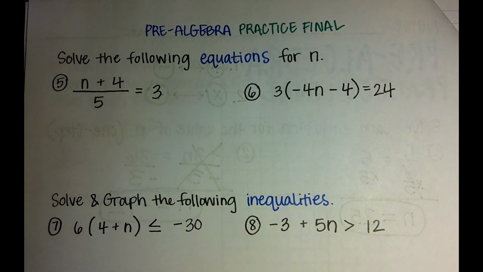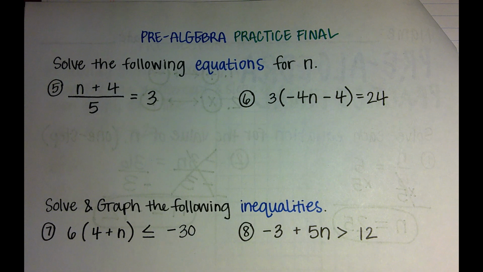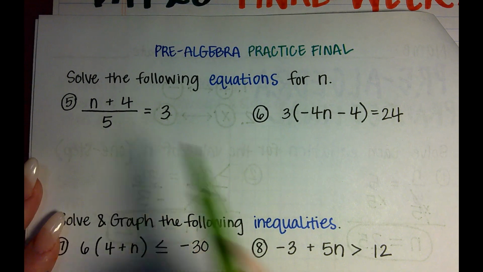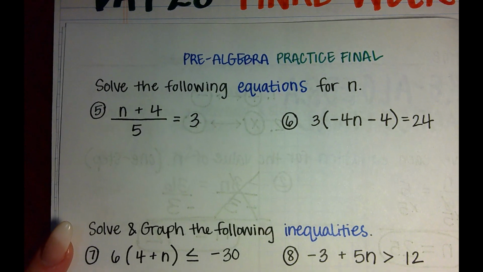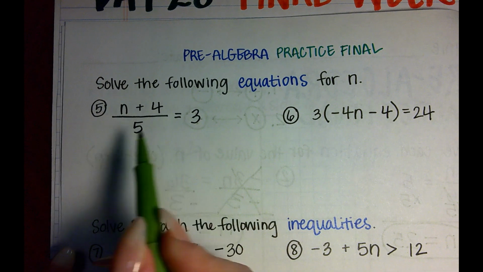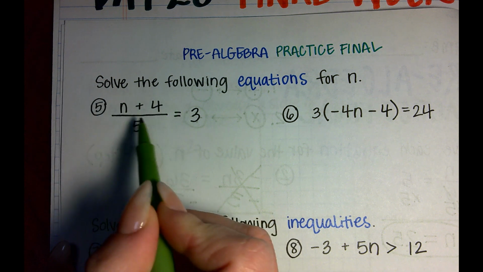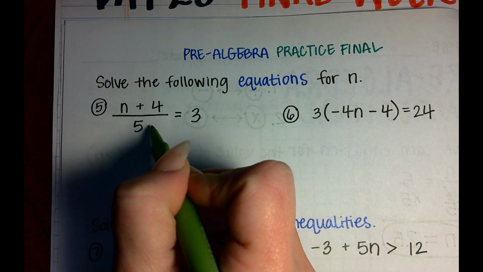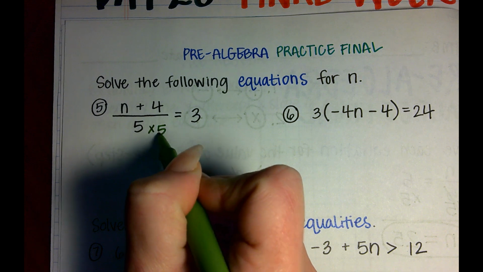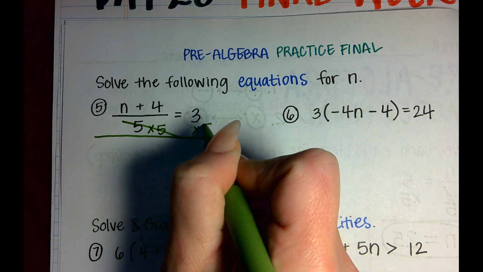So, number 5 and 6, these are exceptions to the rule of doing addition and subtraction first. So on number 5, I have n plus 4 divided by 5 equals 3. This time I want to multiply first because it's a fraction. We cannot touch anything on top of the fraction until we get rid of the bottom. So, since that's divided by 5, we do times 5. And I'll just cross it off right away. And we do it on both sides.